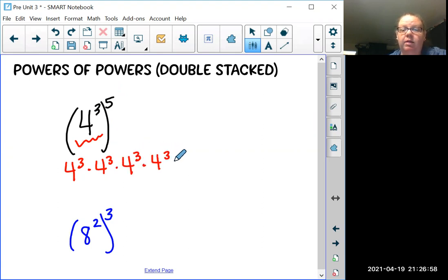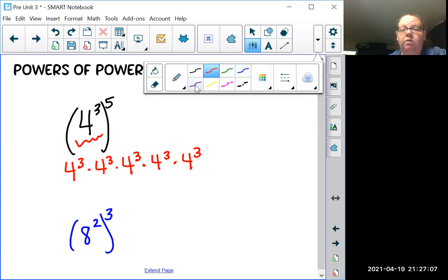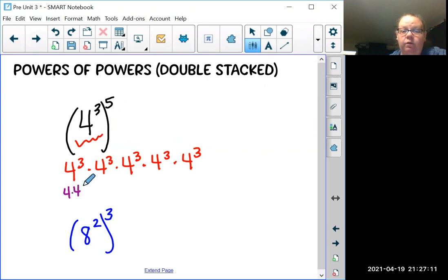Remember, that's what an exponent means, is how many times we're multiplying it by itself. So this 5 is telling me that I have 5 groups of 4 to the 3rd. Well, then if I break each of those down, this group is saying that I have 4 times 4 times 4. This one I also have 4 times 4 times 4. This one I also have 4 times 4 times 4. This one the same thing. And the last one also has 3 4s in it.